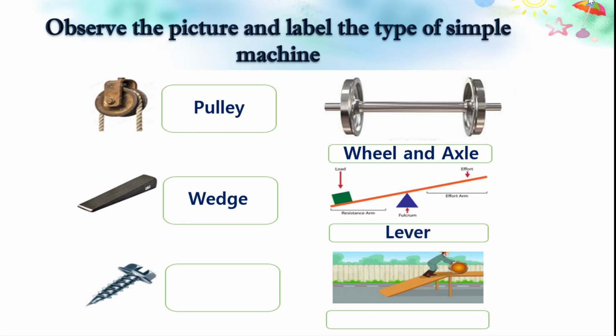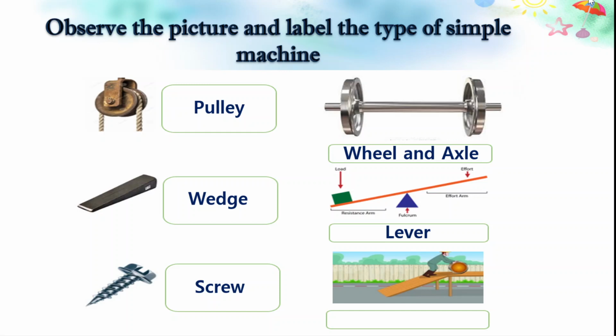So, next what is this? Yes, it is lever. Lever is nothing but a long rod which is free to move about a fixed point, and this fixed point is called fulcrum. It consists of 3 parts: load, effort and the fulcrum. And what about the next one? It is, as you know, a screw. It consists of grooves.